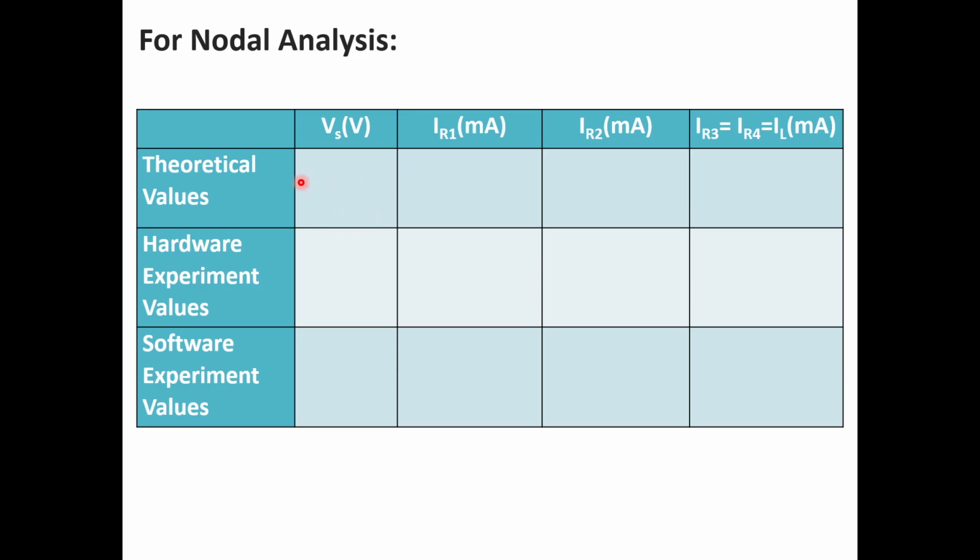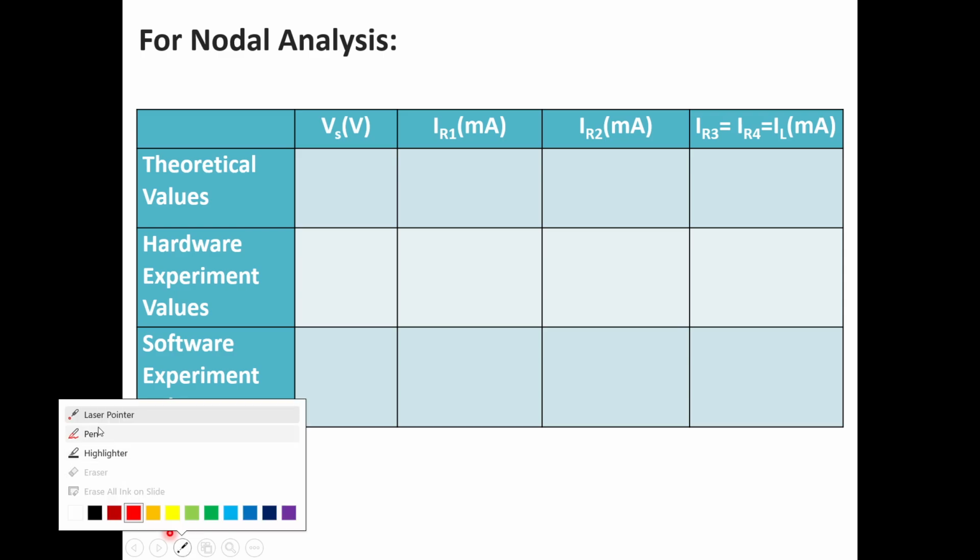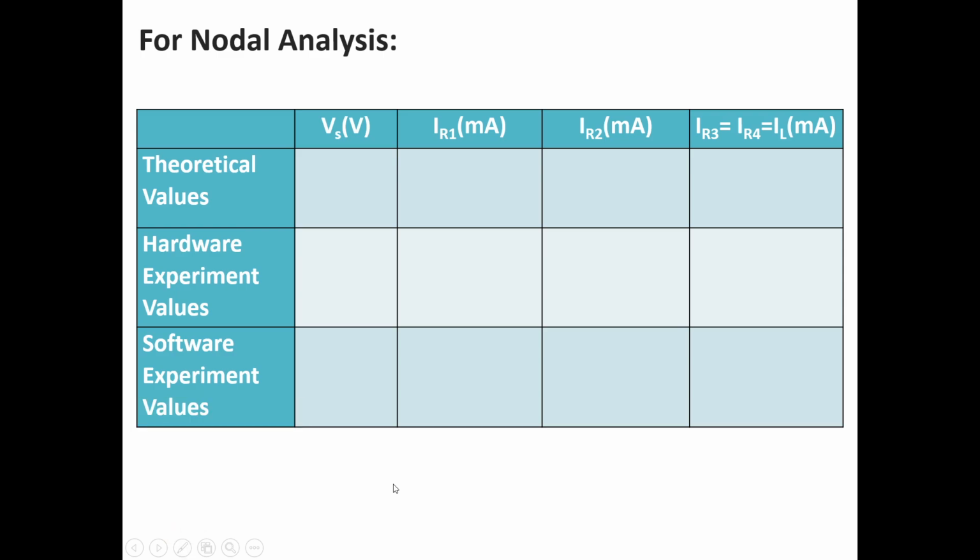And source voltage, of course, it is already specified, you just write it down. After doing hardware experiment you must write down these values in this tabular column. After doing software experiments you must write down all these values in this tabular column. You can pause the video and copy down this table in your notes. Now you have to write the theory of at least one page in your notes. If students are going through this video, they can refer to some textbook, and from the textbook they must write the theory.